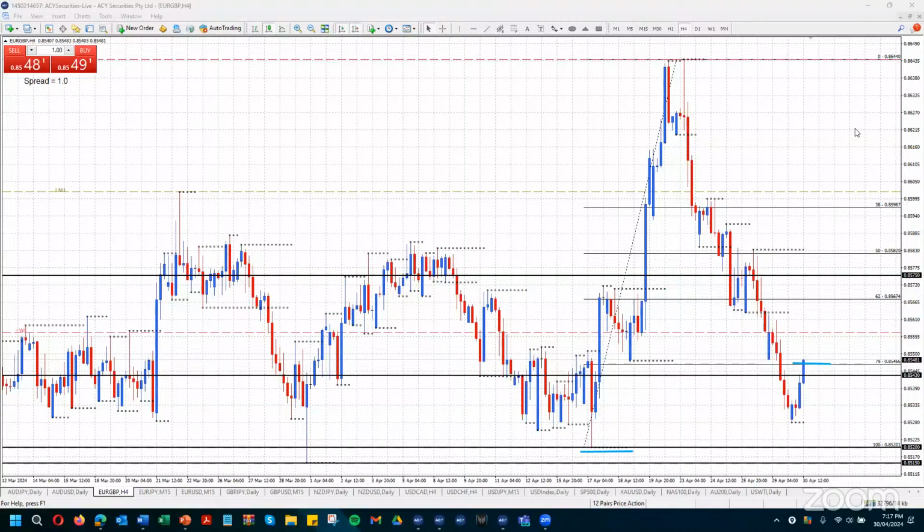Are we moving back up the range? Of course, the euro dollar is moving up at the moment, and I haven't got to the pound yet, but the pound's maybe not moving up as much.